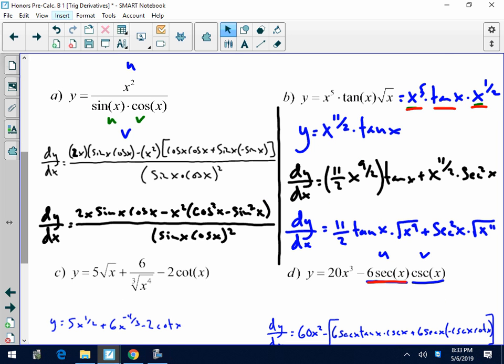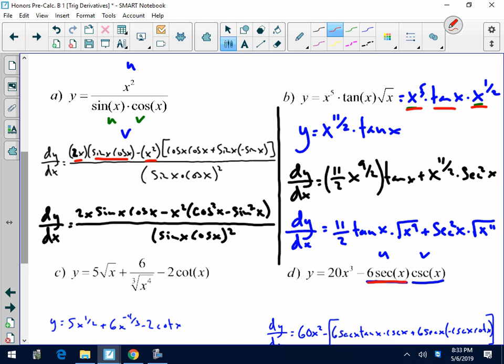All right, guys, so let's bust through these. With our a, we have our quotient rule. And right here we would say that our u prime is going to be 2x times our v of sine x cosine x, so 2x times sine x cosine x, and then minus our u of x squared, and then times our v prime, and here we had to use the product rule, so it's our derivative of sine as cosine times our cosine plus our sine times the derivative of our cosine, which is negative sine.